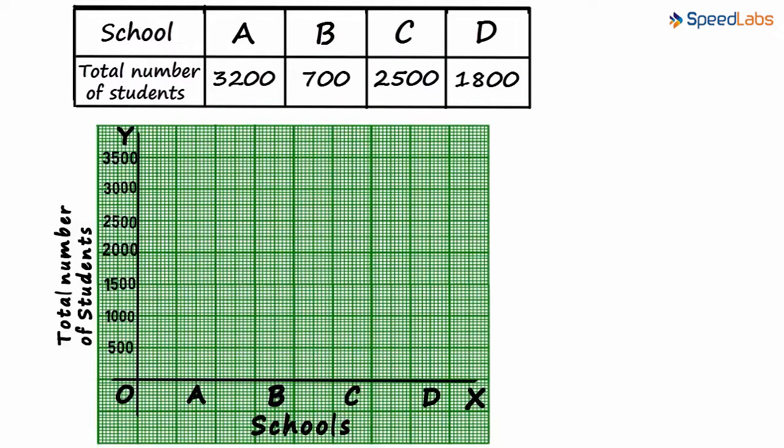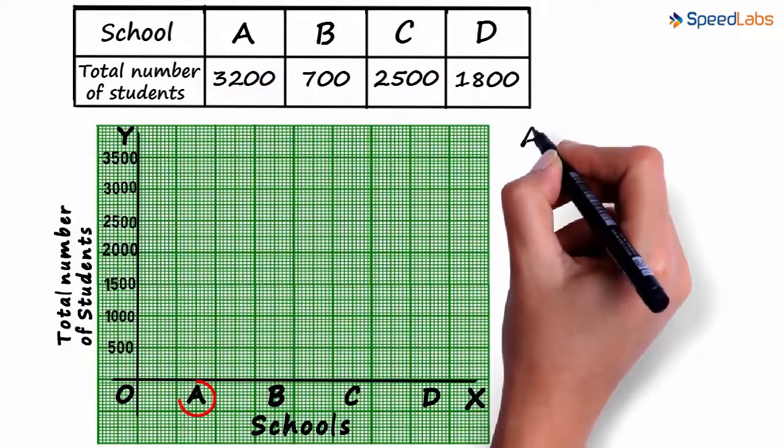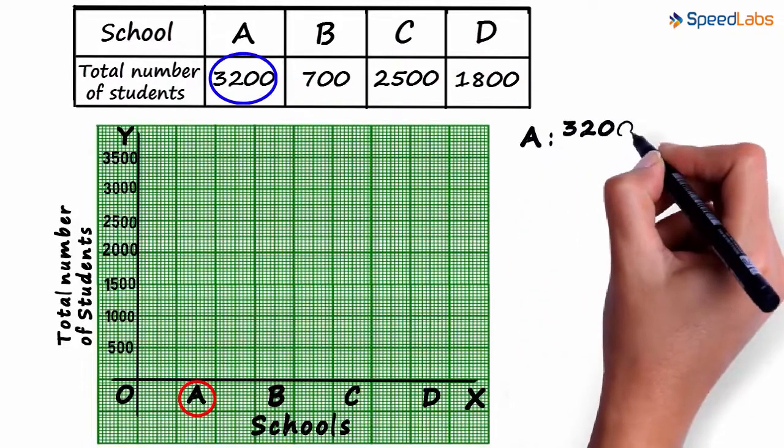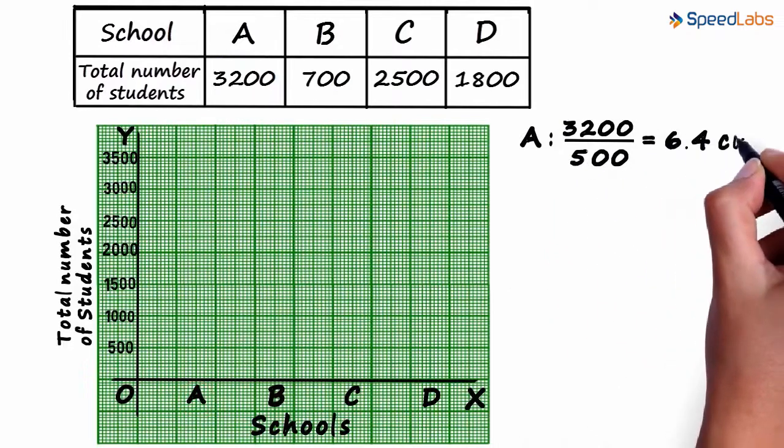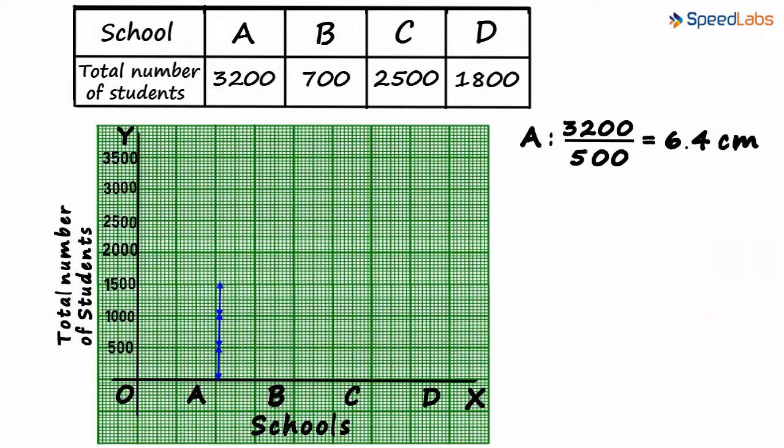Now that we've labeled the axes and chosen a scale, we are ready to draw the bars. To find the length of each bar in this example, we will have to divide the individual values by 500. The length of the bar for A will be 3,200 divided by 500, which equals 6.4 centimeters. 1, 2, 3, 4, 5, 6 and 4 millimeters. We draw a line here and make a bar for school A.